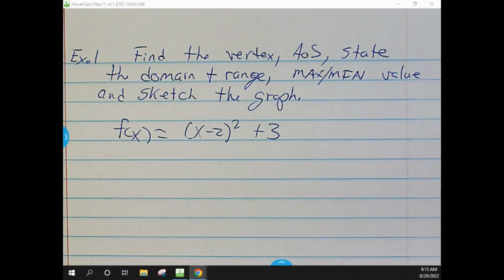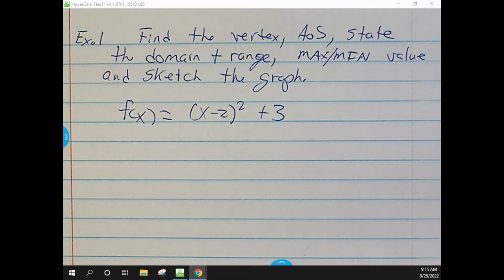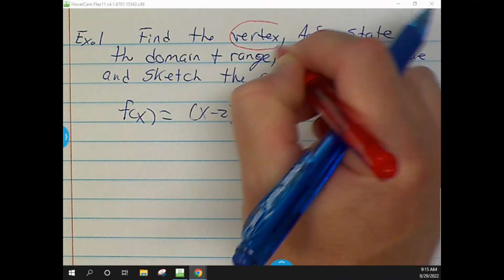All right, so first function we're going to do, and we'll do all these the same way because we'll make sure we get all the different options and make sure we go through everything here. So there's our function. And again, the most important thing is finding the vertex, because once you've got it, everything else is going to spin off of it.